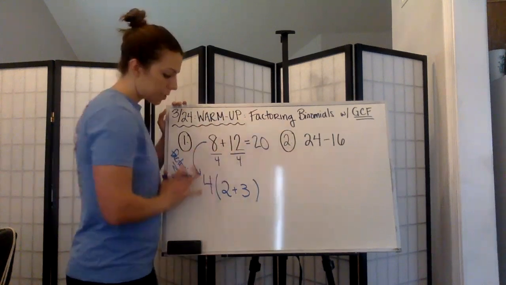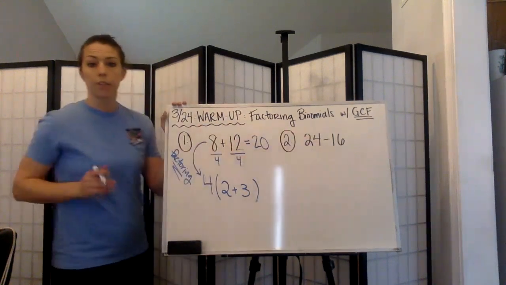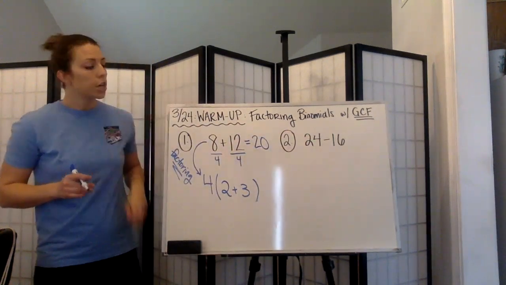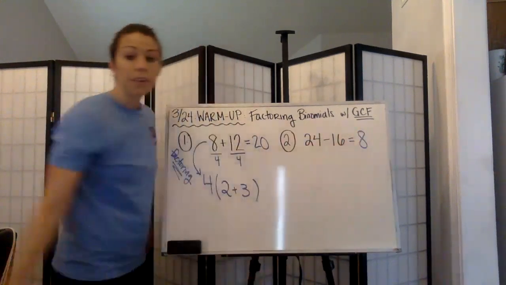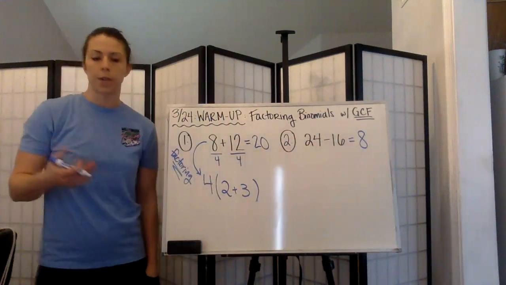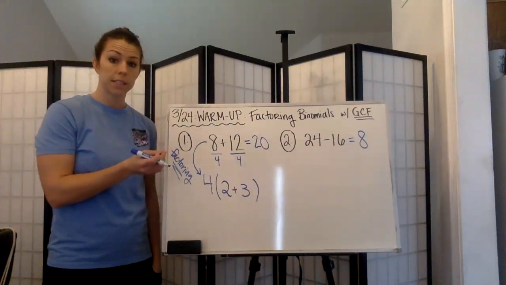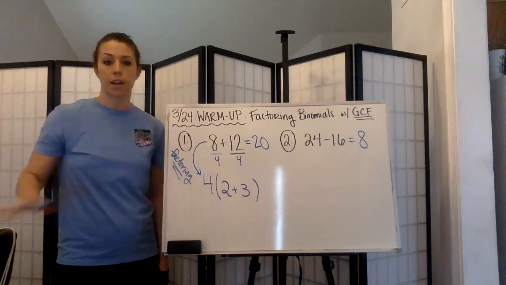So now that you've seen one example, I want you to go ahead and try to factor the second expression. 24 minus 16, which we know has a value of 8. Can you factor it? Meaning, can you take that difference and turn it into a product? Can you find a common factor?